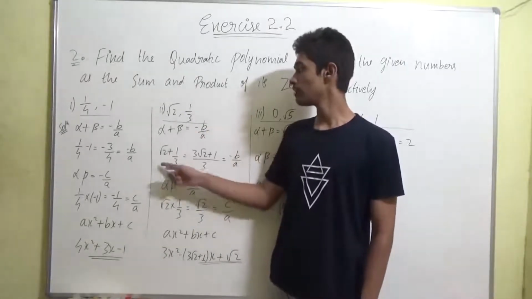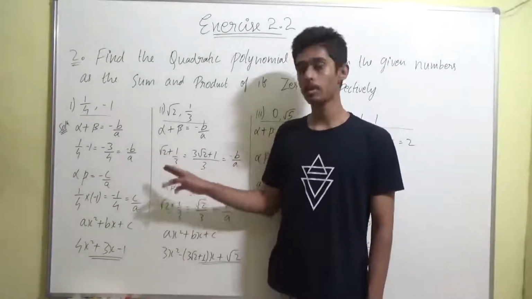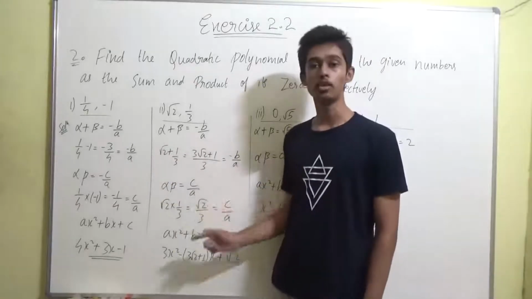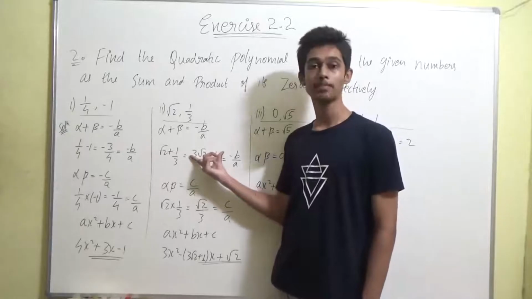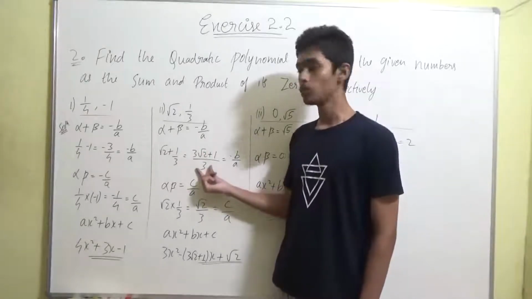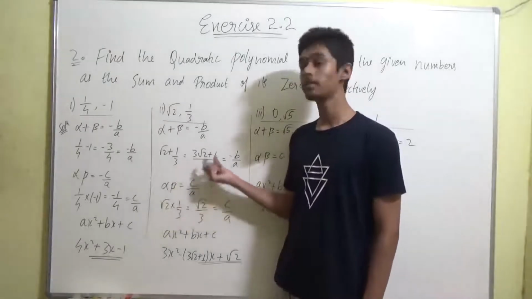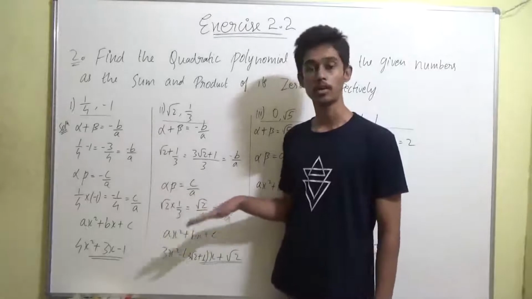Now if you plug in the values, root 2 plus 1 by 3 gives us 3 root 2 plus 1 by 3, which should be equal to minus b by a. So this value is equal to minus b and this value is equal to a. We already got the value of a, guys. So ax square means it's going to be 3x square. So the first term value we have already got.